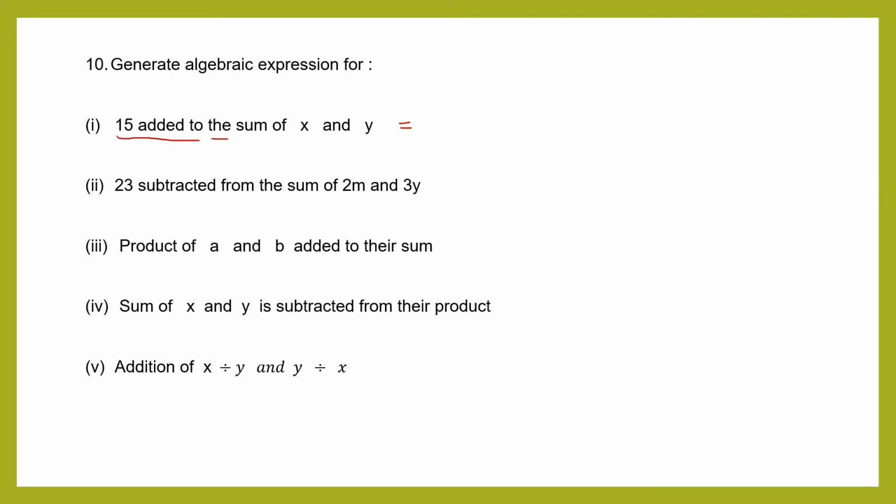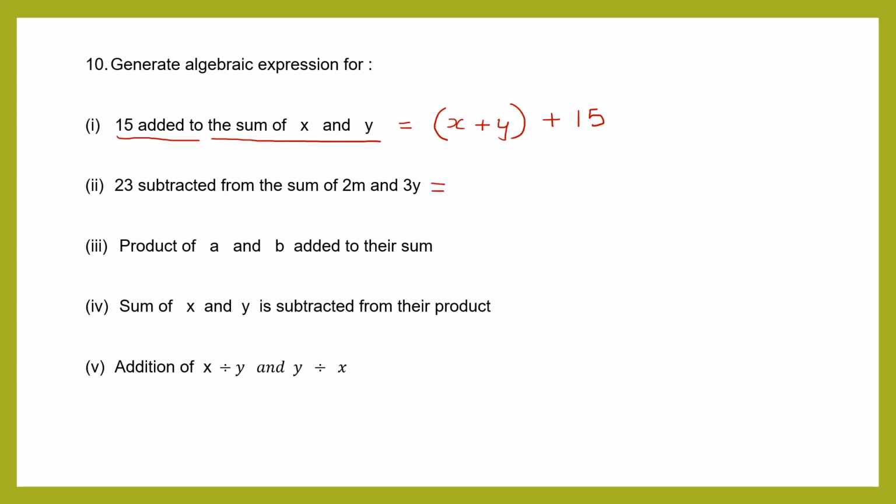Added to what? The sum of x and y. So let me write that. I'll put it in brackets because it's the sum of x and y. So I have the sum of x and y, and 15 is added to this, plus 15. Can you see? I have written an algebraic expression where I have not written any words, but you can easily understand what I mean here. 15 has been added to the sum of x plus y.